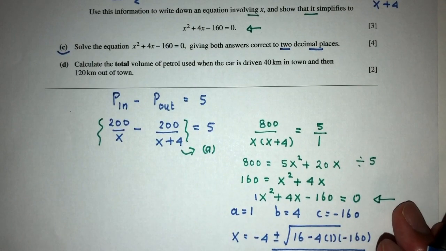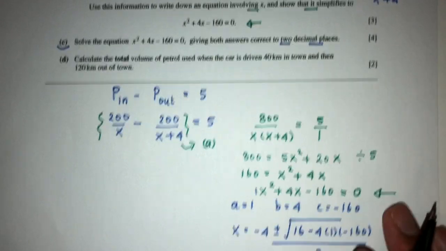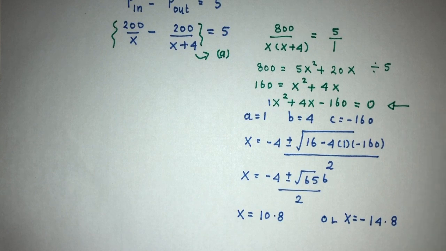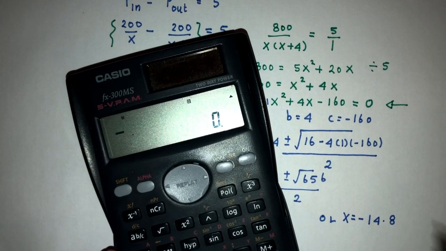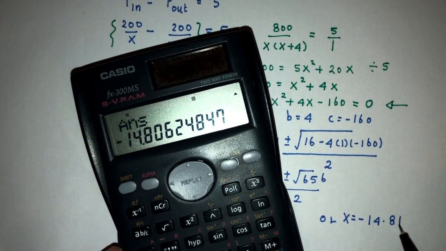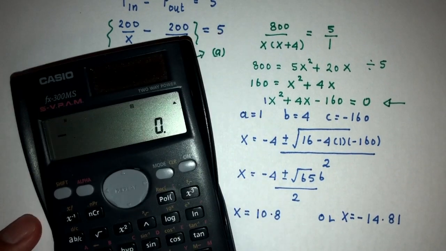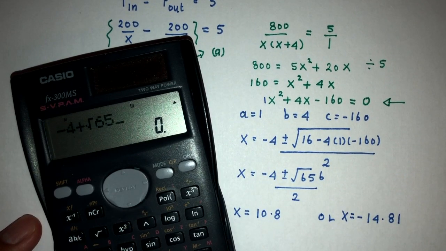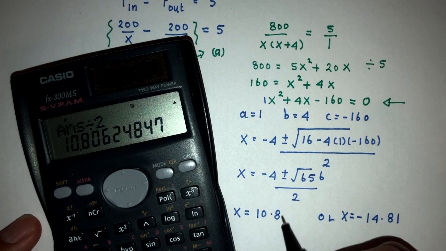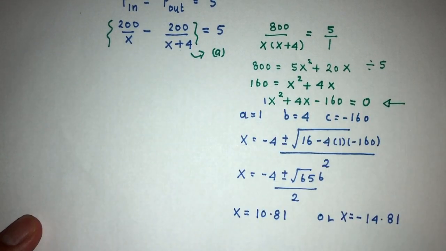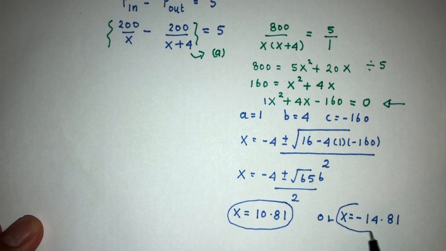Correct to 2 decimal places. Sorry, we have to rewrite this correct to 2 decimal places. This will be 8.1, and this one will be what? Minus 4 plus root 656 divided by 2, 8.1 as well. So that should be the answer, first one and the second one.